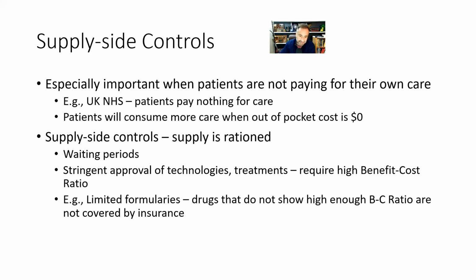These cost benefit analyses result in very stringent approvals of technologies and treatments. And the result is, for example, a limited formulary. A formulary is the list of drugs that a pharmacy might carry. So the National Health Service pharmacy will have a formulary that includes some things, probably mostly generics, and excludes a lot of brand name drugs. Same with the military health system. You can't get brand name drugs in the military health system if there's a generic that's approved and available.